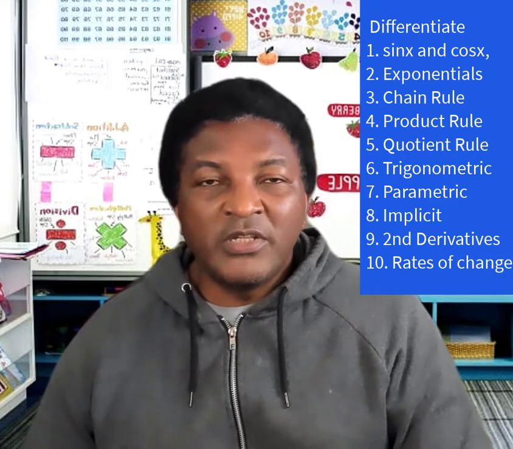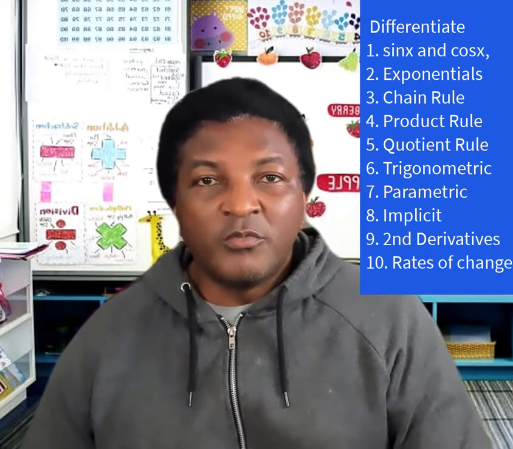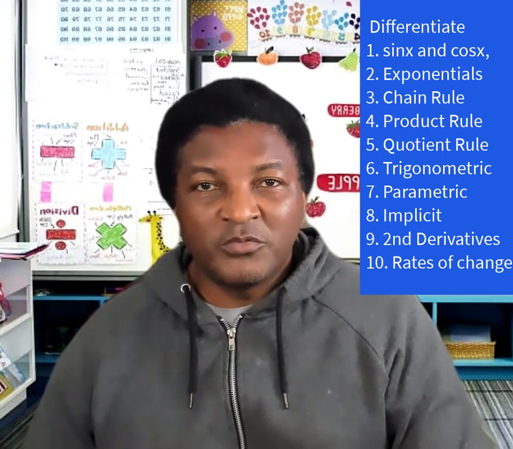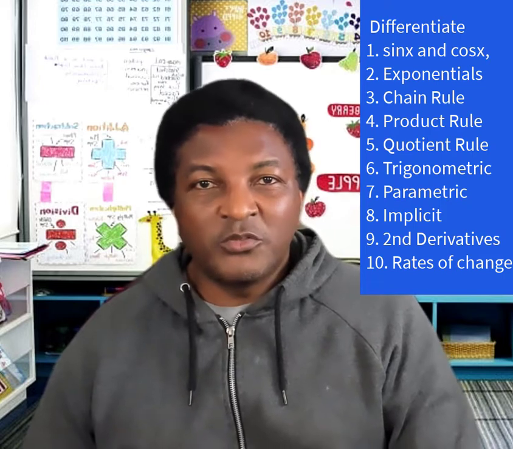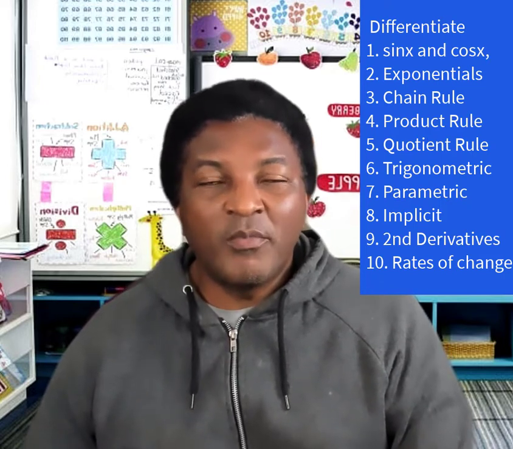Number 6, you have to learn to differentiate trigonometric functions. Number 7, parametric differentiation. It's important to be able to differentiate dx over dt and also dy over dt. Then you can combine them together.